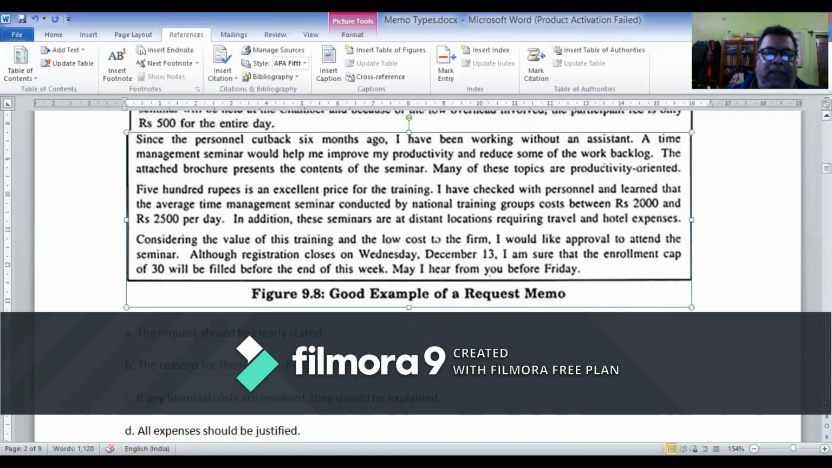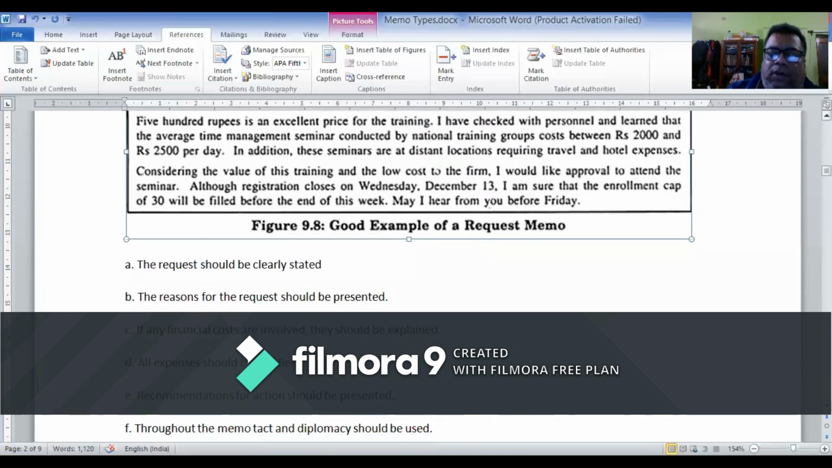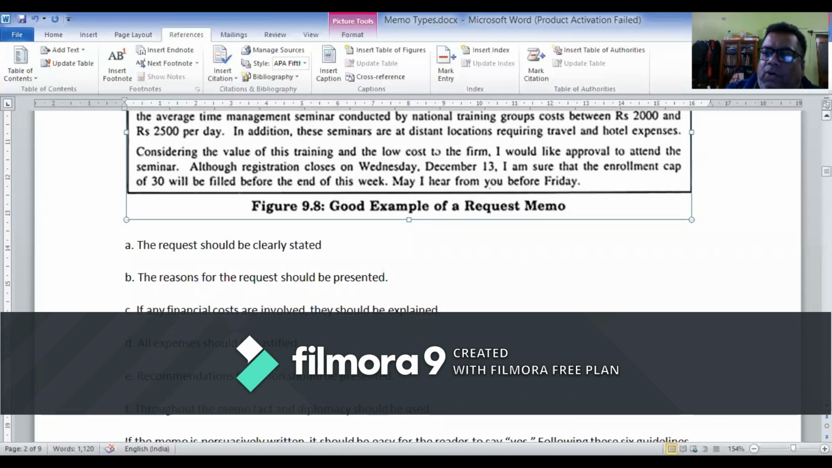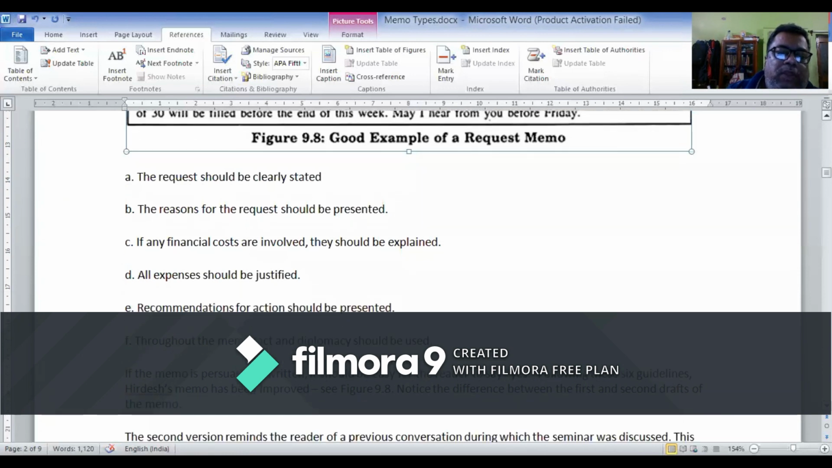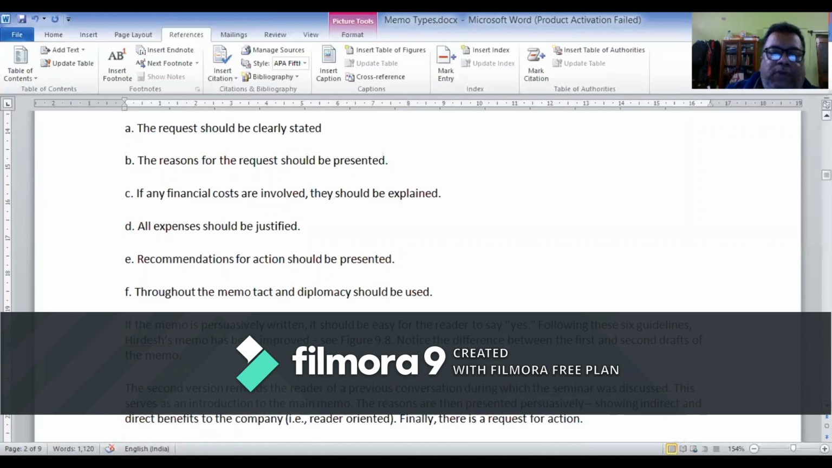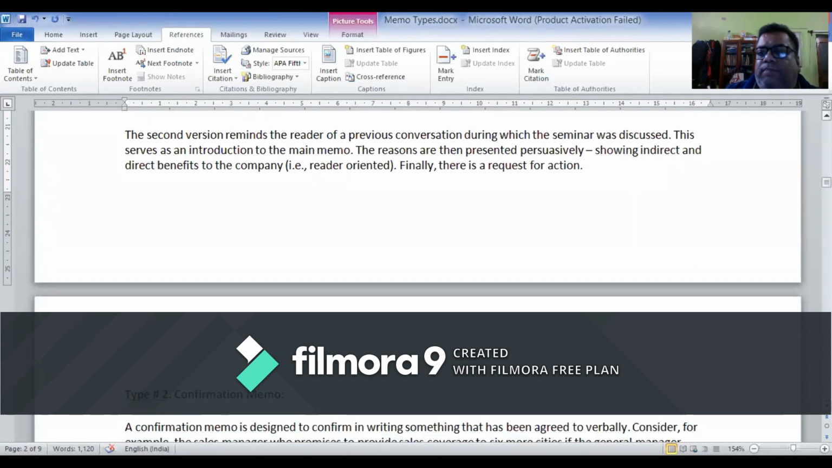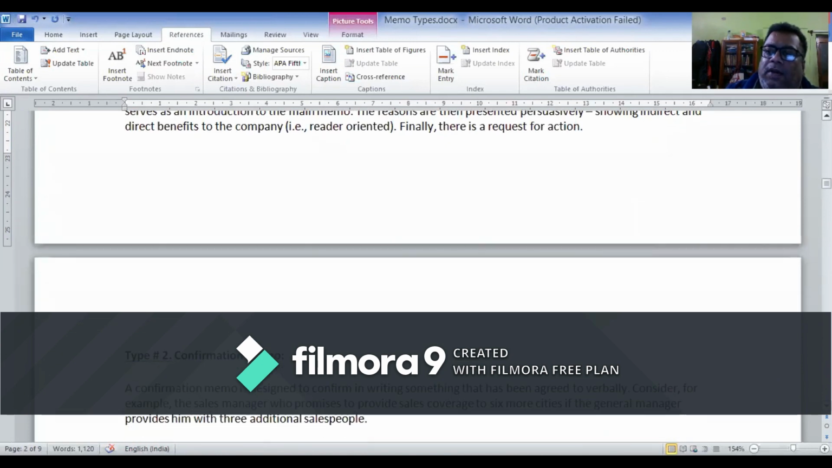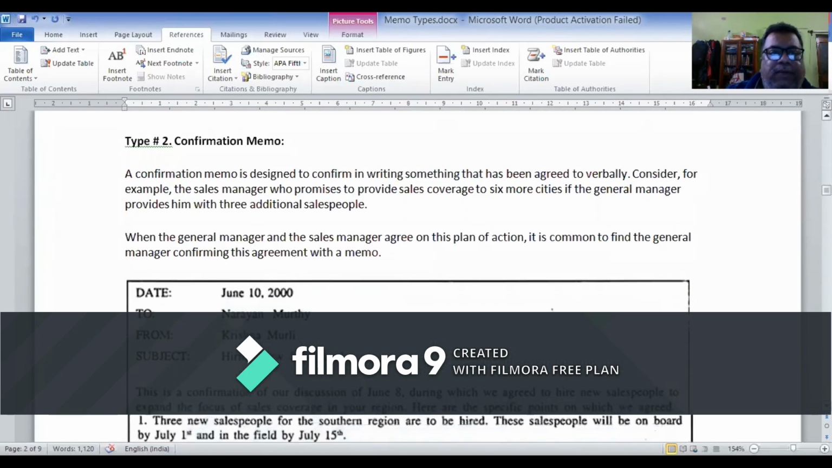So the request is clearly stated, which is one of the prime requirements of a request memo. The reasons for the request are well presented. Financial costs are explained. All expenses are justified. Recommendations for action should be presented. Throughout the memo, tact and diplomacy should be used. And if the memo is persuasively written, it will get a go ahead. And most expectedly, we can expect a yes from the authority as far as this memo is concerned.